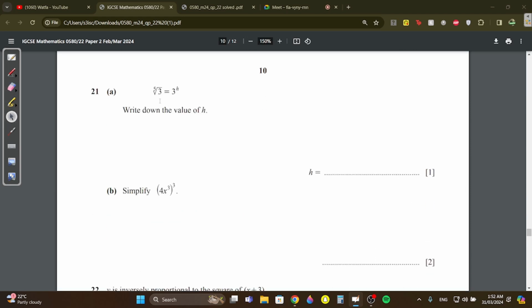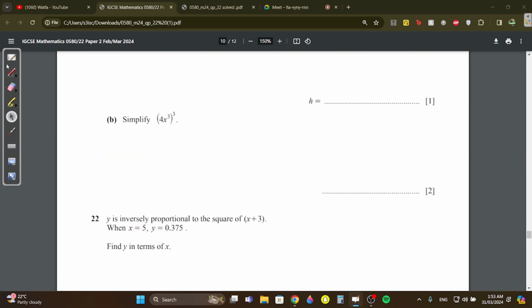Question 21. The fifth radical of 3 equals 3 to the h. What is the value of h? Okay, the fifth radical of 3, if you want to write it as an exponent of 3, the exponent on the root is your denominator, and the exponent inside is your numerator. In this case, we have 1 as the exponent. If there's no exponent inside, then it's just 1. Over the denominator. What's the denominator? It's the exponent on the root, so 5. So this is equal to 3 to the power of 1 over 5. They're asking for h, so what's the exponent? So you just put 1 over 5.